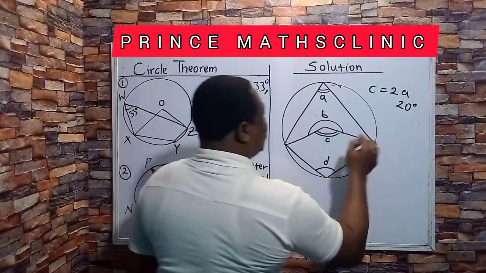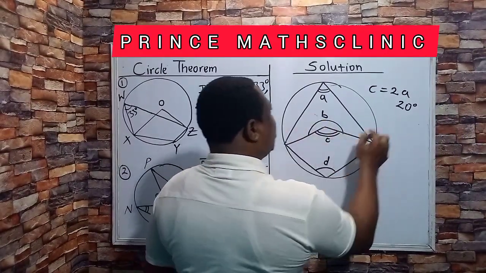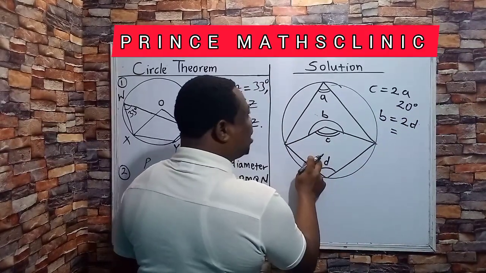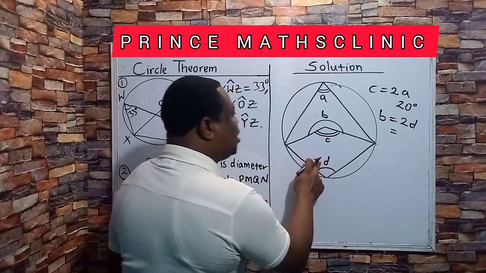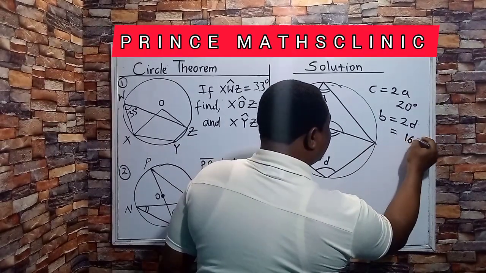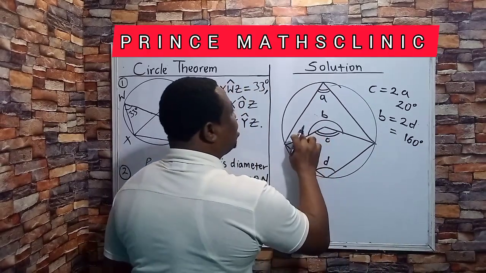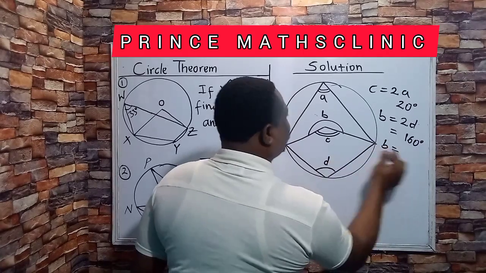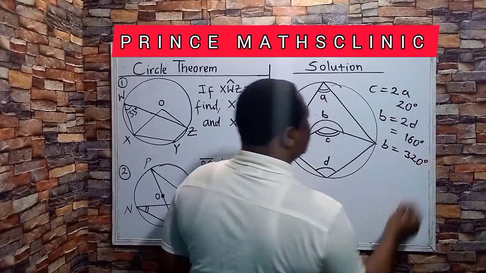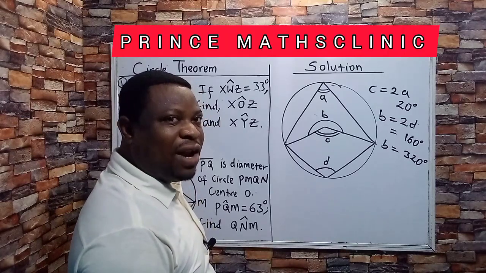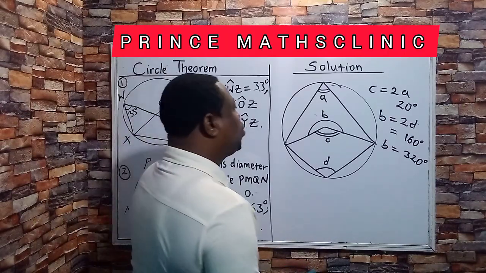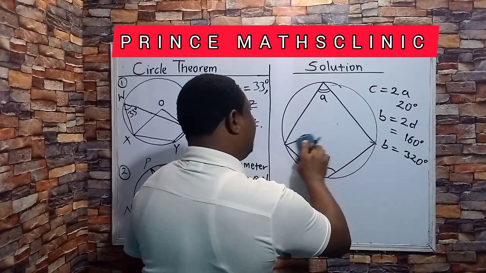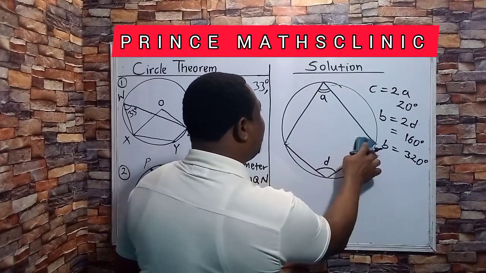The same thing with D and B. It means that B will be 2 times of D. So if D, for instance now, right, is 160 degrees, it means that B will be 2 times of angle D, which will be 320 degrees. Is that clear? Good. Then I also want to introduce to you the other part of the theorem, and that theorem is just simple.